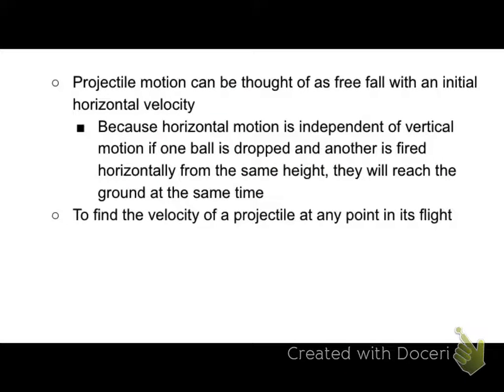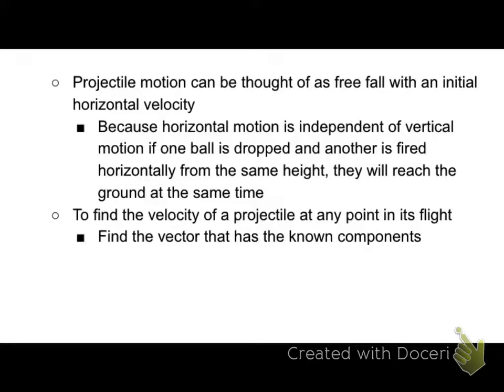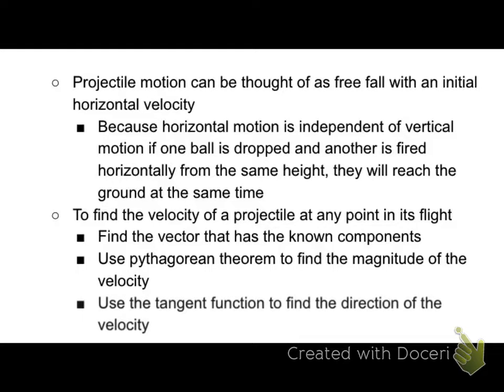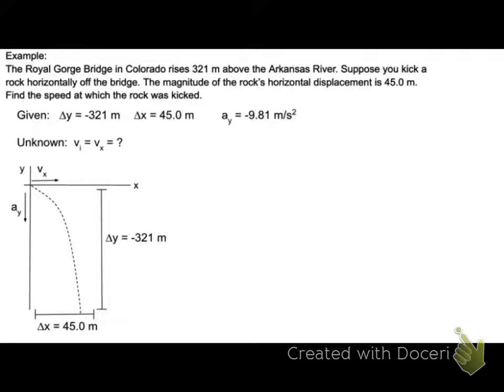To find the velocity of a projectile at any point in its flight, you can find the vector that has the known components, then use the Pythagorean theorem to find the magnitude of the velocity. And then you can use the tangent function to find the direction of the velocity. So you will be figuring out which components you do know and then using those vectors to come up with your resultant. So let's apply that. Okay.